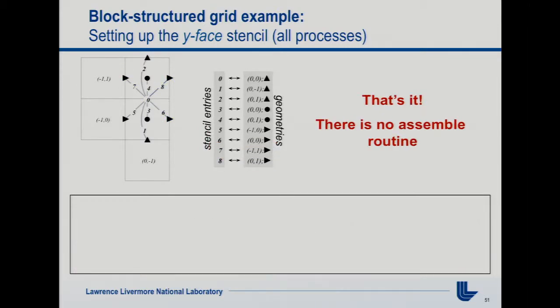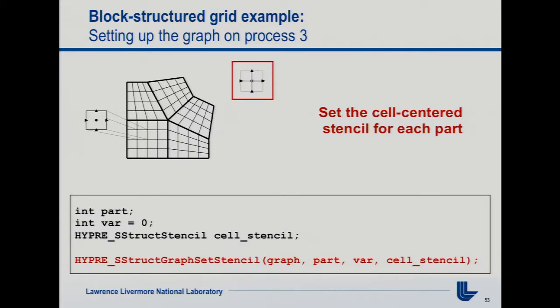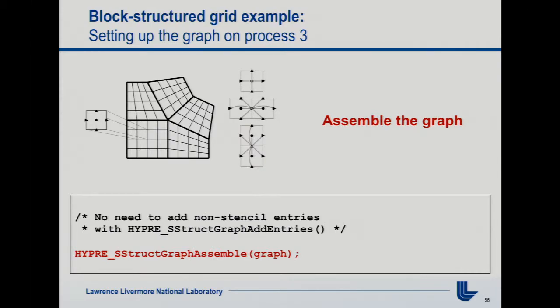And we have 3 stencils to do here, and otherwise it's exactly the same as before. The graph is the new thing. We call create, you give it a grid, and you get a graph object back. You tell it what your 3 stencils are by saying setStencil. Okay, and then call assemble.